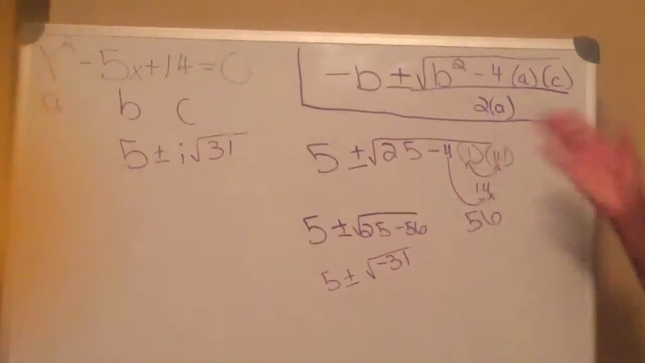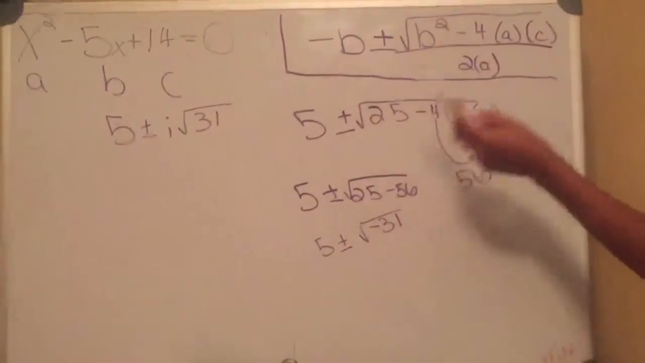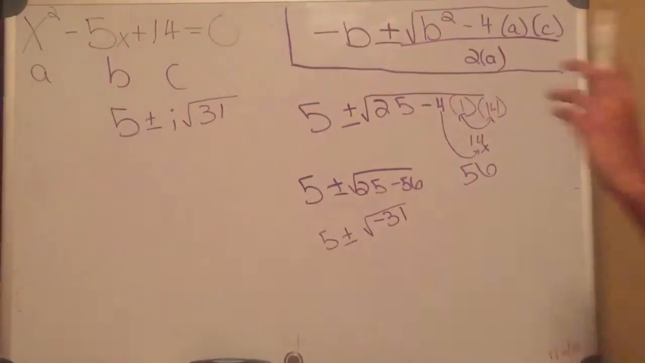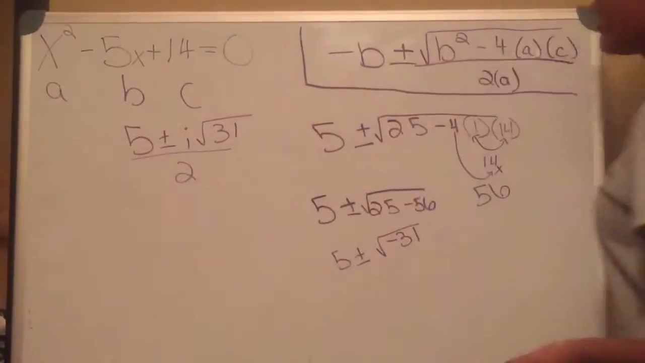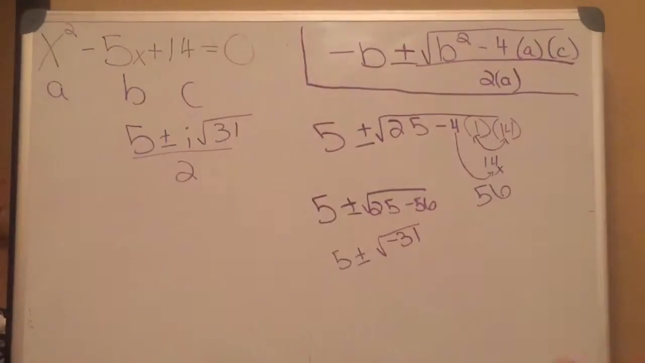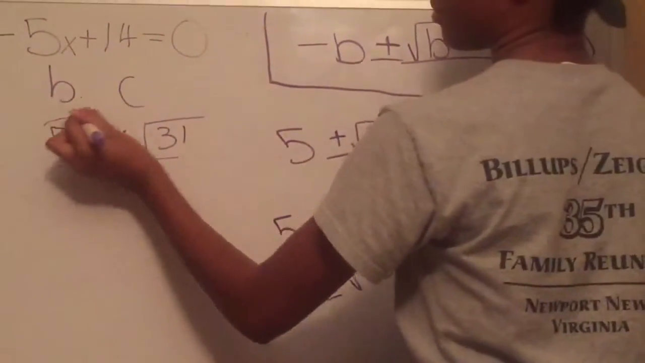Now we'll deal with the denominator, which you use A times 2. Our A is 1, so that'll leave us with the 2. Now 2 does not go into 5, nor does it go into 31, so this is our final answer.